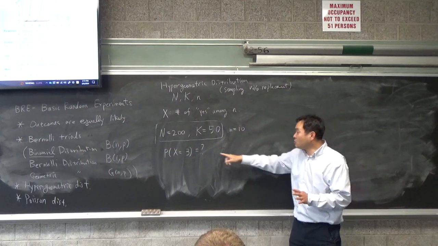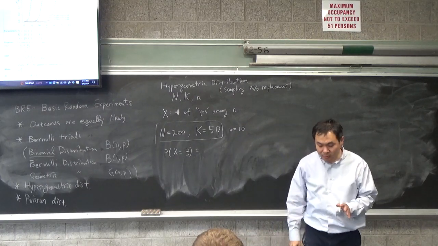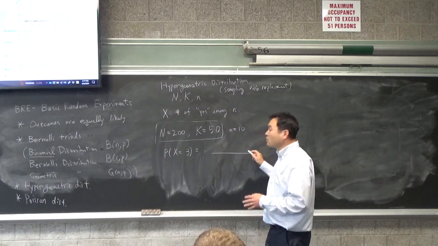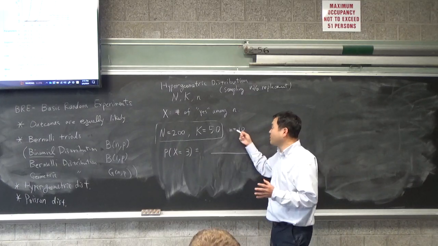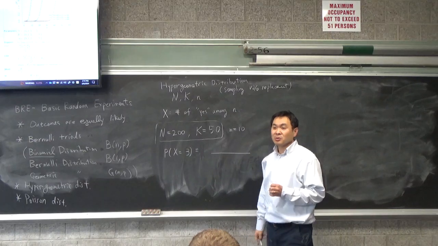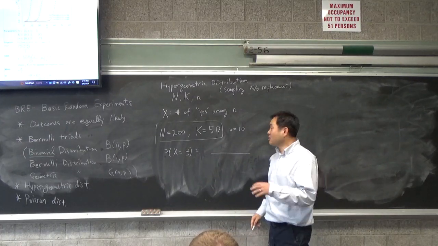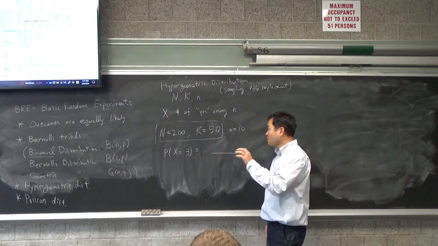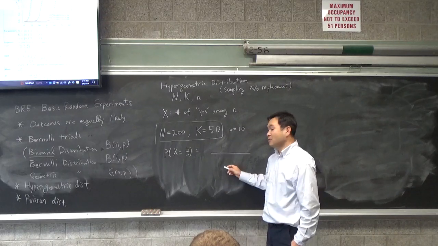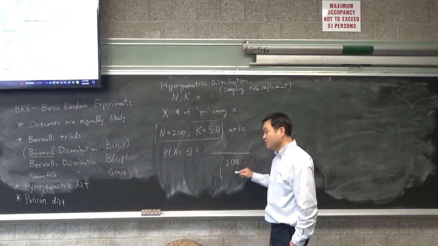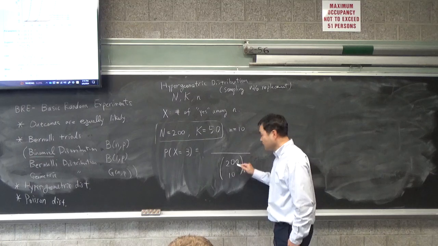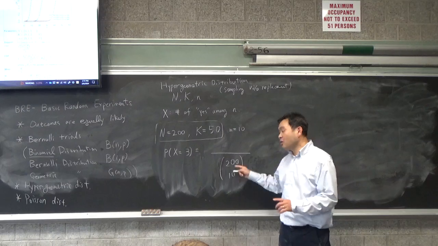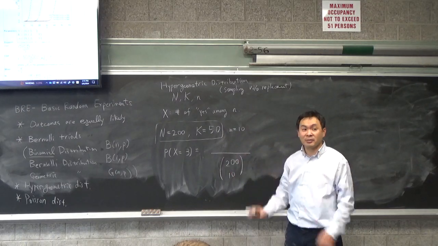All right. So how do we actually calculate this? What you have to do is think about all the possible ways you can pick 10 out of 200. How do you count that? How many different ways can you take 10 coins out of 200? 200 choose 10. This is the sample space, all the different ways you can choose 10.